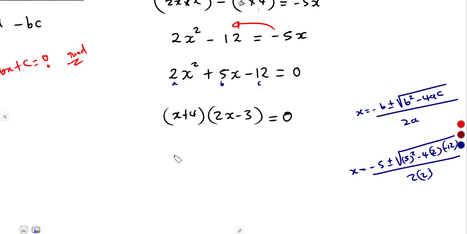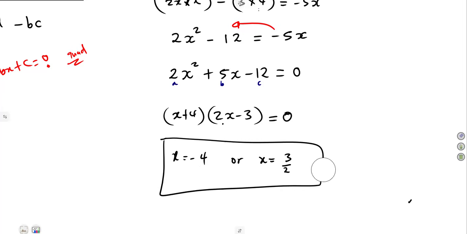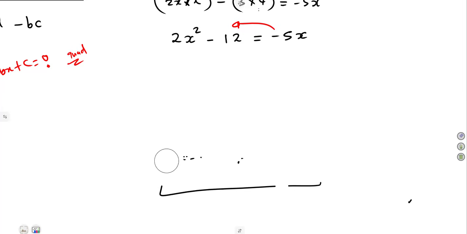All right, so from here, if you're going to solve, x plus 4 equals 0, the plus 4 is going to change to a negative. Or 2x minus 3 equals 0, the negative 3 to the other side is going to be a positive 3. Then you're going to divide by what? By 2, because it will be 2x is equal to 3. So these are the values of x that you're going to have at the end. So if you're going to use the quadratic formula, you're still going to obtain the same answers like what we have here. So it is in your hands how to solve quadratic equations.